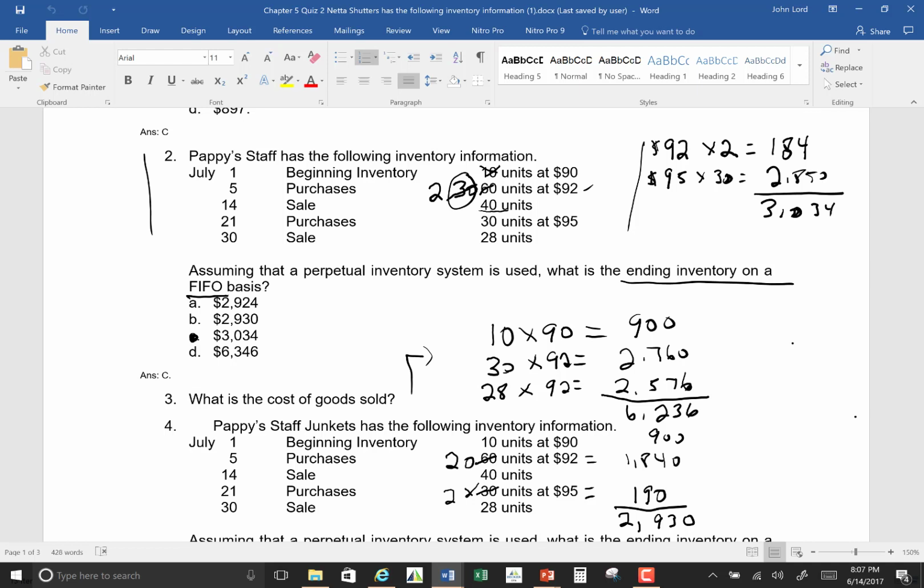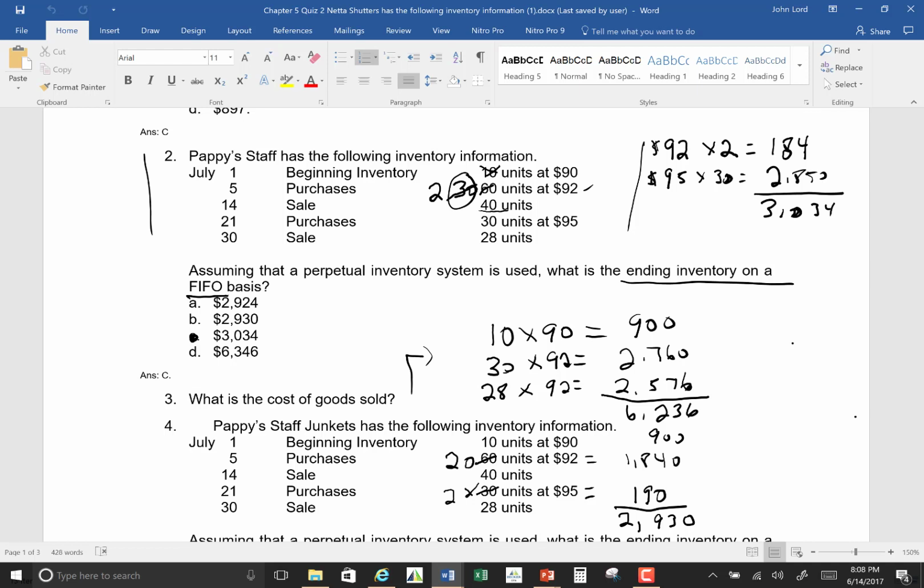So when we do the inventory, it's 2 at 92. It's 30 at 95. The ending inventory is 3034. Let me say that again. It's 2 at 92, right? Because we sold 28, we sold all but 2 of these, didn't we? So there's 2 at 92, and all 30 of these at 95 are still left. We add those 2 amounts together, our ending inventory is 3034, right?